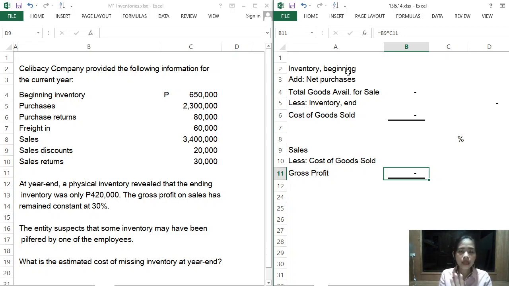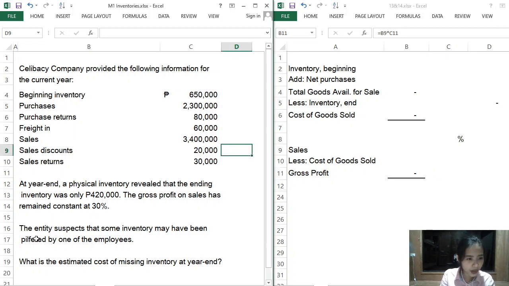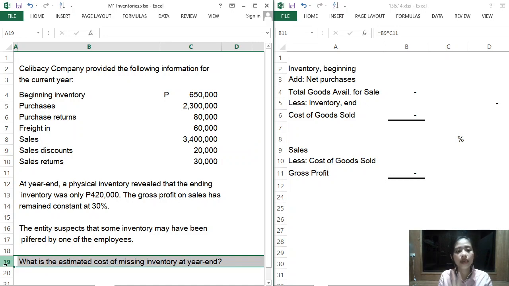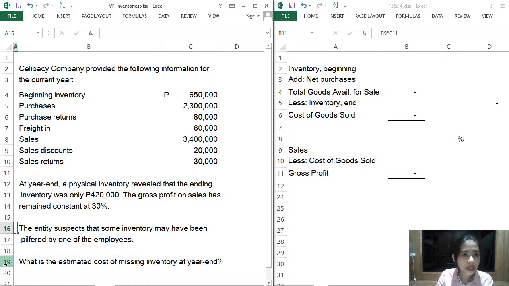So, one of the problems we have here is the Celebacy Company. So, what is required here? What is the estimated cost of missing inventory at year end? So, I think I mentioned this one, that one of the reasons why we make inventory evaluations is because there might be times that there would be casualty losses that will happen in the company. And fire is one good example of it. So, Celebacy Company actually experienced such casualty loss.